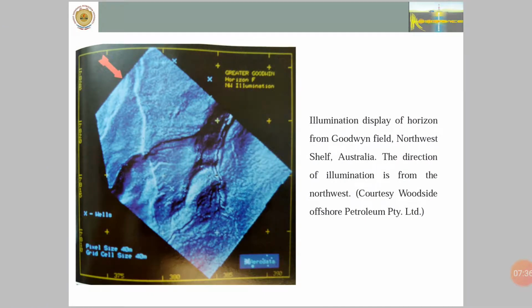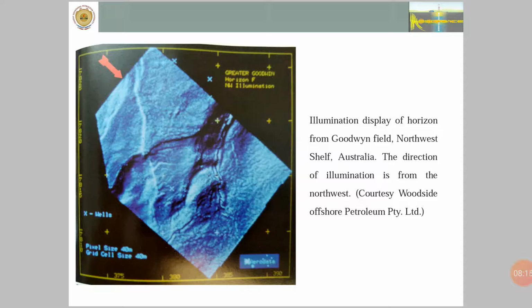Here is another example of illumination display of horizon from Northwest Shelf, Australia. You are able to see the direction of illumination is from the northwest. The fault pattern is very clearly brought out by the dark blue color, and we can see that the faults actually isolate the map into two parts, one in the northwest and another in the southwest part. And in the northeast, there is a fault which is shown in white, and the illumination is less there.